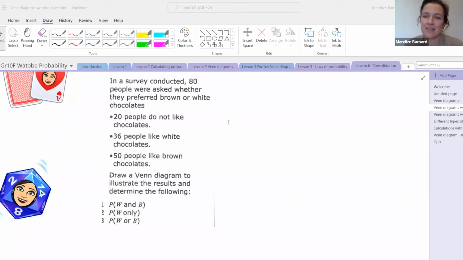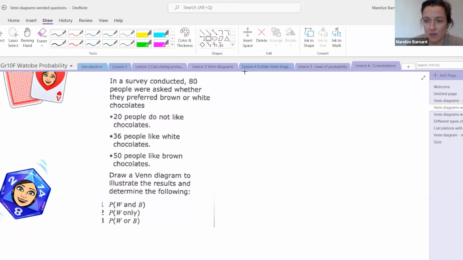Okay, since you guys have now been in the class for a little while and we've done quite a few of these and you've done your quiz on these, let's see if you can do this one on your own. Just remember, you always start with the intersection, the things that are the same. If you do not have an actual number for the intersection, then you need to make that equal to x.